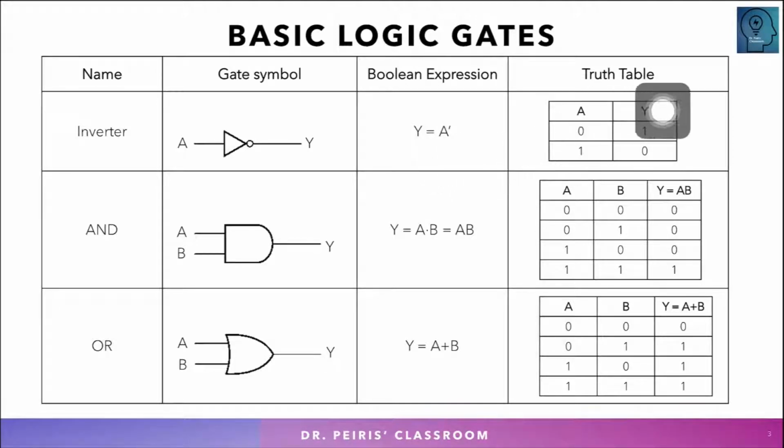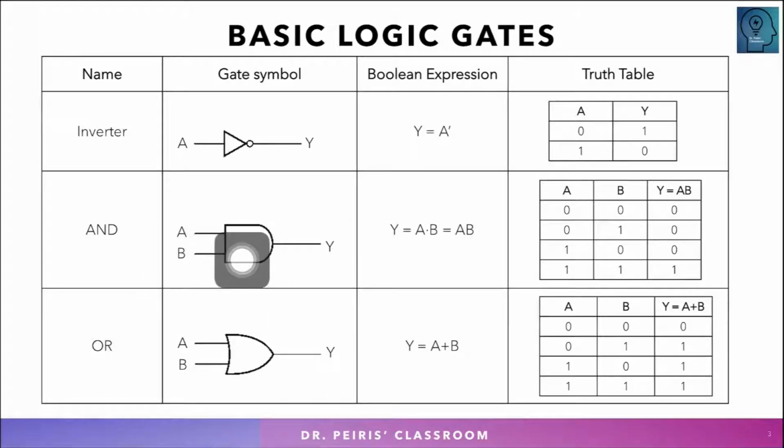Looking at the truth table, this column corresponds to the input and this is the output Y. If your input is 0, the output becomes 1. If the input is 1, the output is 0. So basically the inverter switched the input: logic 0 becomes logic 1 and logic 1 becomes logic 0. For the inverter there is only one input, but for the AND gate and the OR gate there are two inputs, written as A and B.